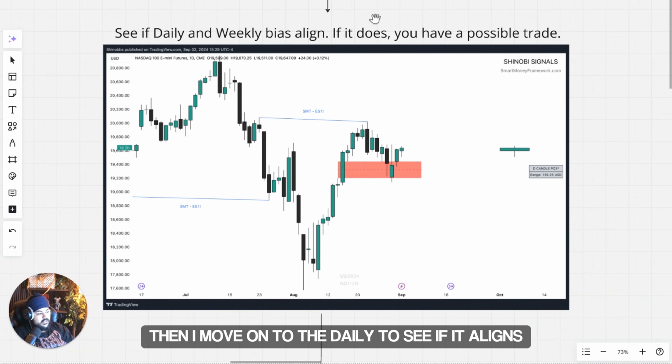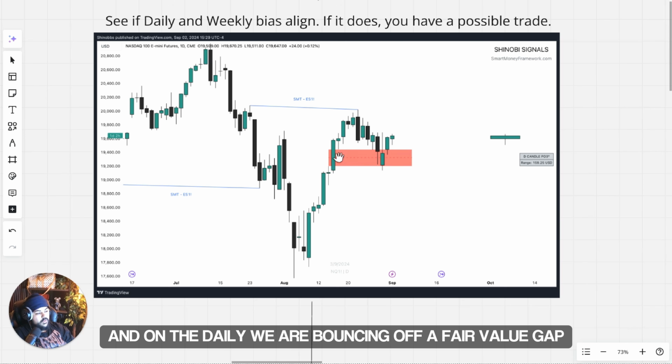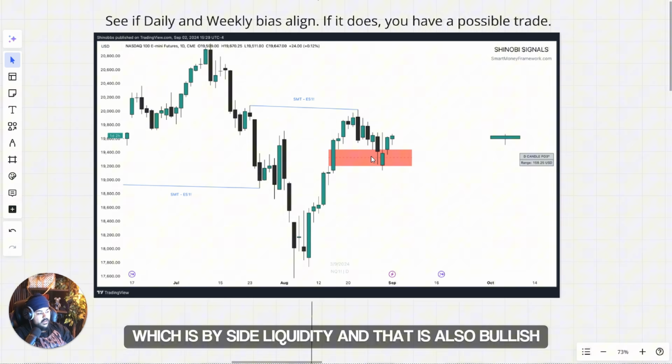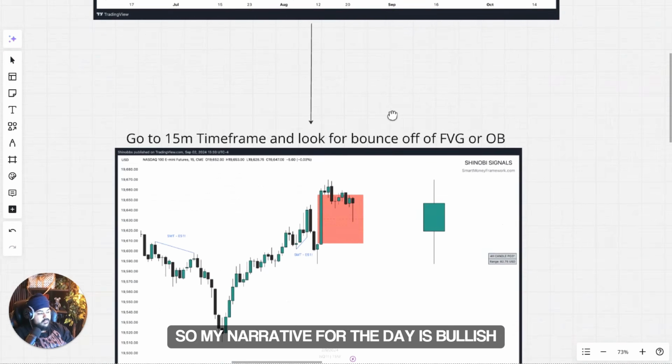So I am bullish based off the weekly time frame. Then I move on to the daily to see if it aligns. And on the daily, we are bouncing off a fair value gap and we're targeting these highs, which is buy side liquidity, and that is also bullish. So my narrative for the day is bullish.